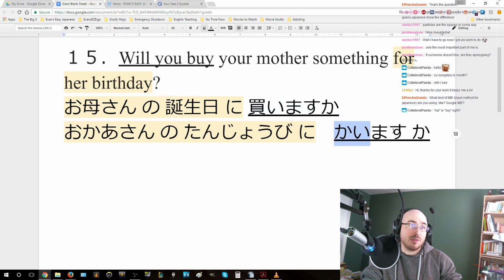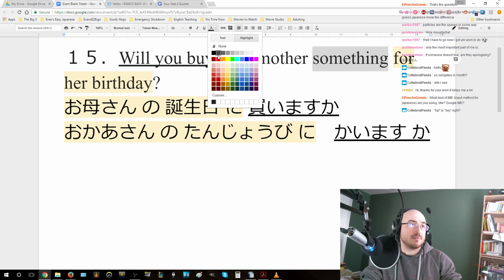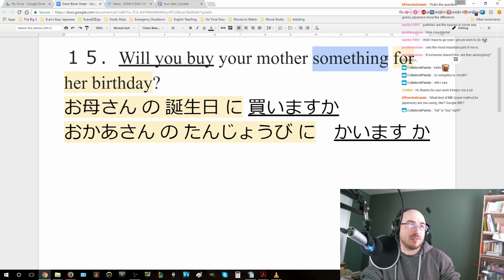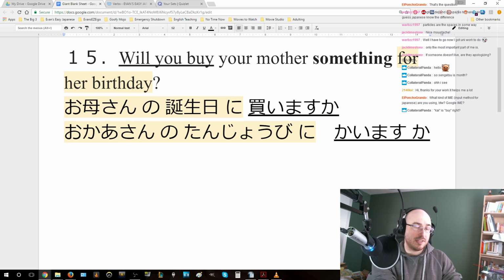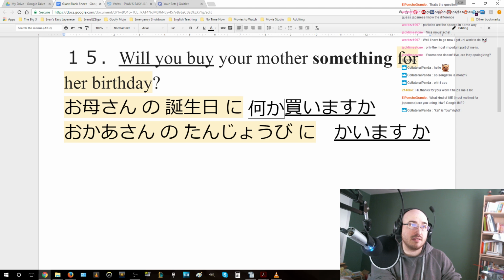Nanika kaimasu ka? Will you buy something? So what are we going to buy? We're going to buy something. We'll make this one like a greenish color. Actually, let's just make it bold. Something. So guess what? The word for something is nani. Actually, that means what, but we just add ka. Nanika. Boom. What? Something. We change what into something.